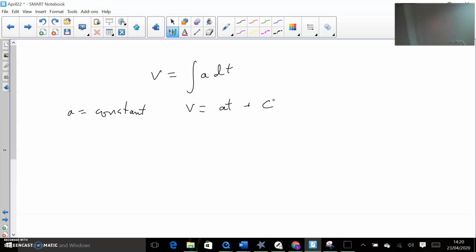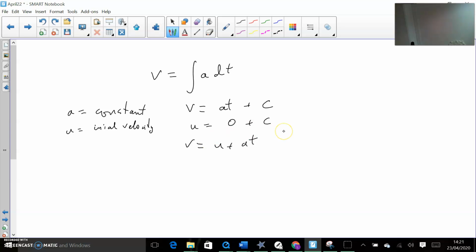Well, what should the arbitrary constant be? Well, if we know the velocity when t is 0, the initial velocity, so if the initial velocity is u, that's the velocity when t is 0, we would have u equals 0 plus c. So c is u. So we have v equals u plus at, and that is the first of the Suvat equations.